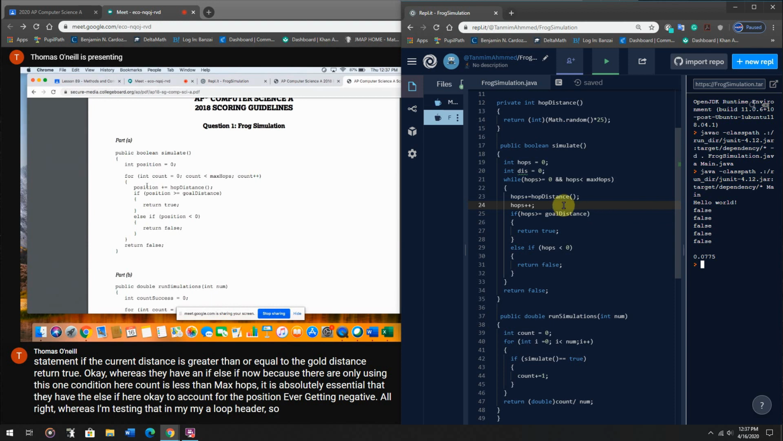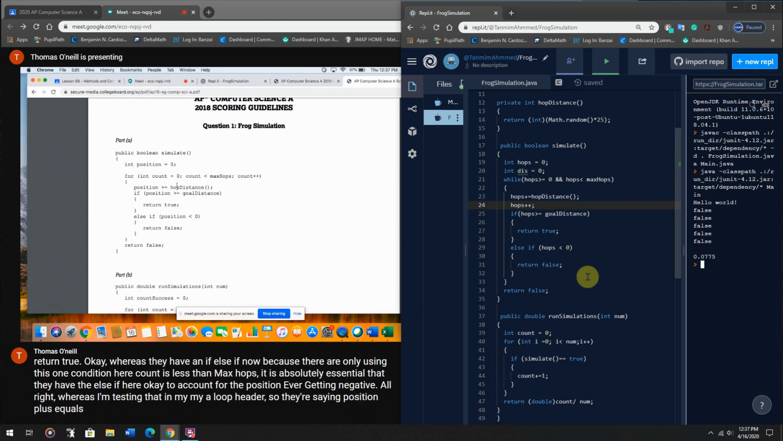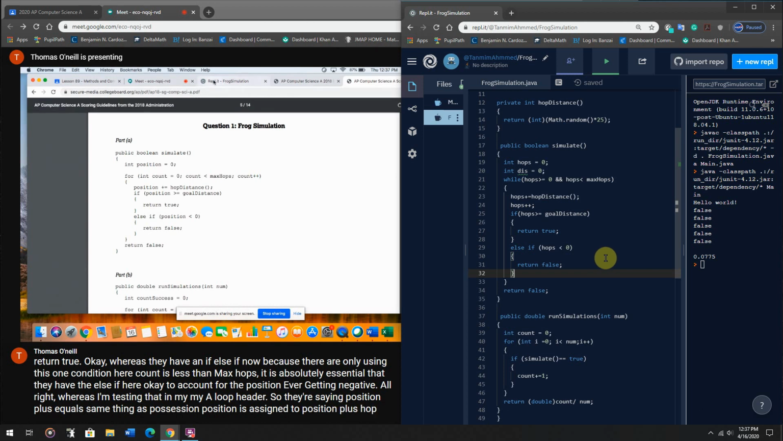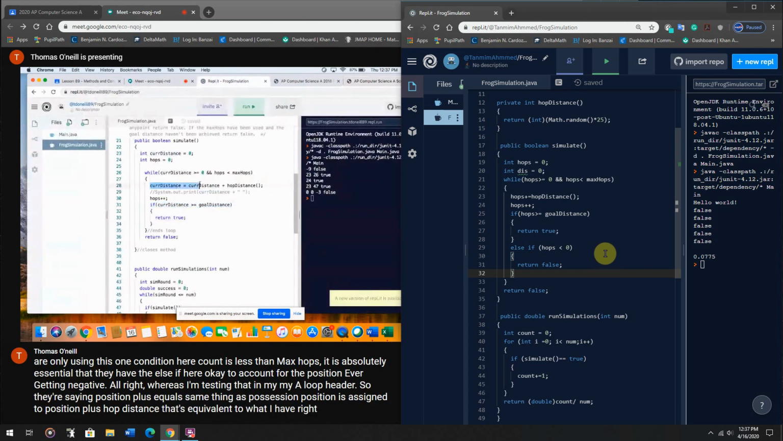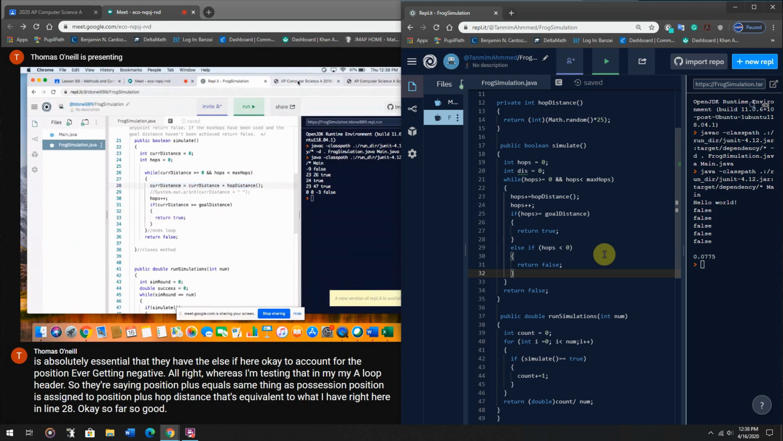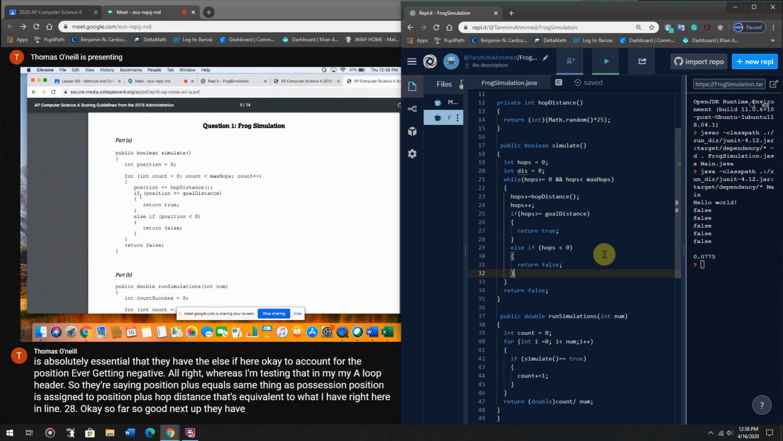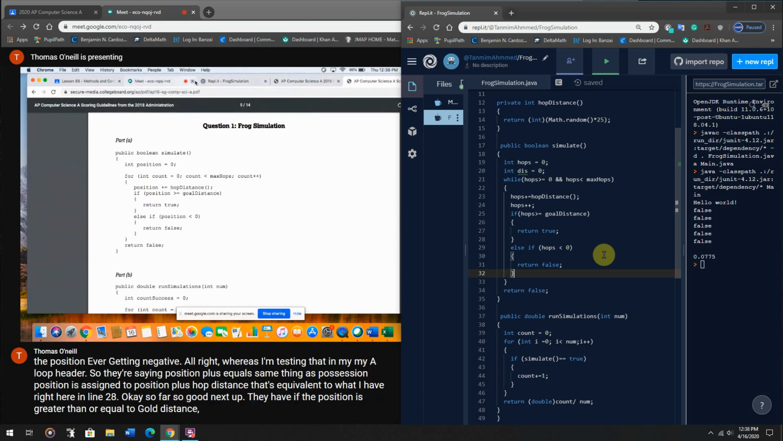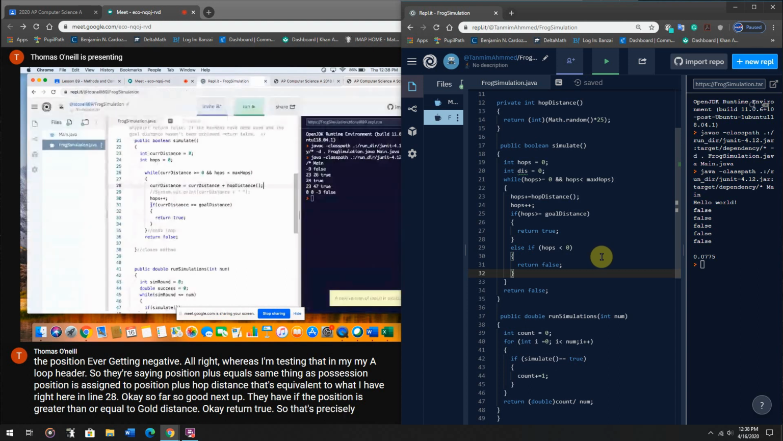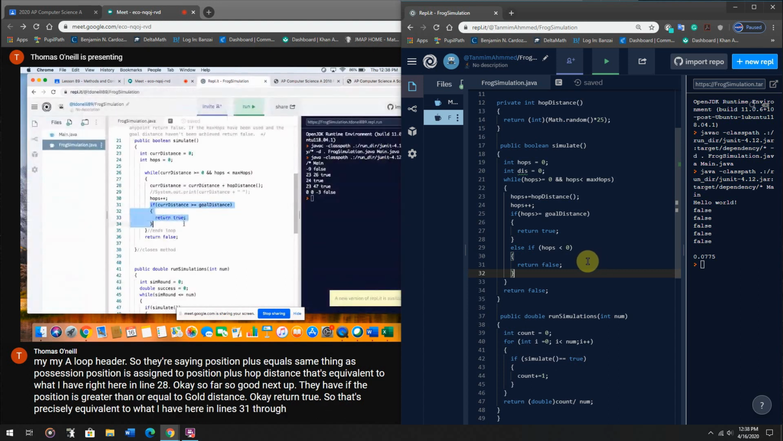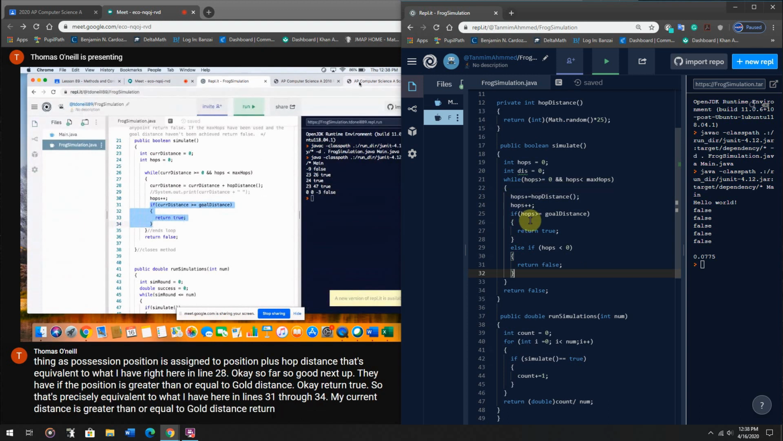They're saying position plus equals, same thing as position is assigned to position plus hop distance. That's equivalent to what I have right here in line 28. So far, so good. Next up, they have if the position is greater than or equal to goal distance, return true. That's precisely equivalent to what I have here in lines 31 through 34. If my curDistance is greater than or equal to goal distance, return true.